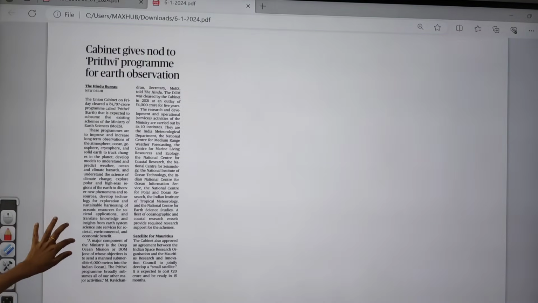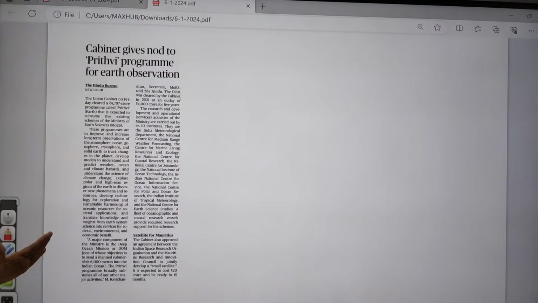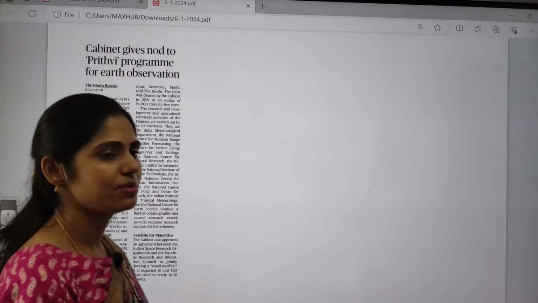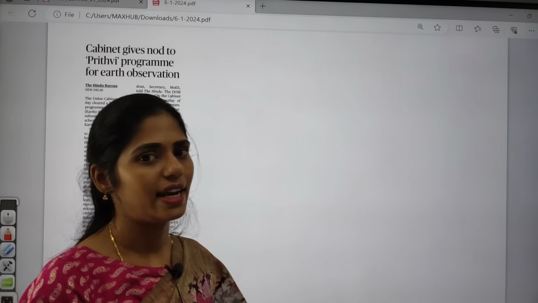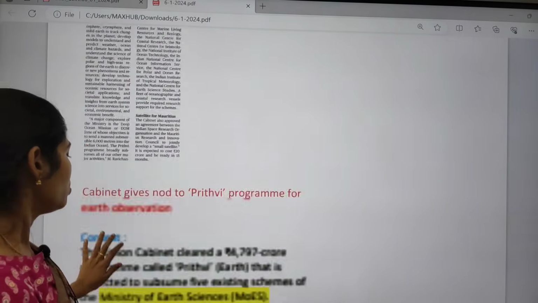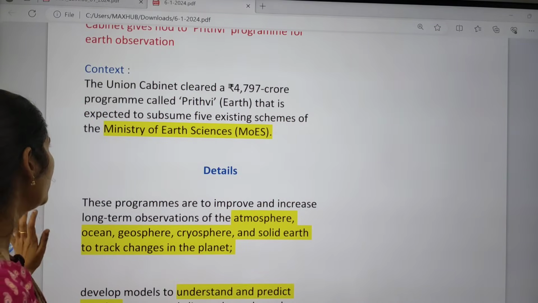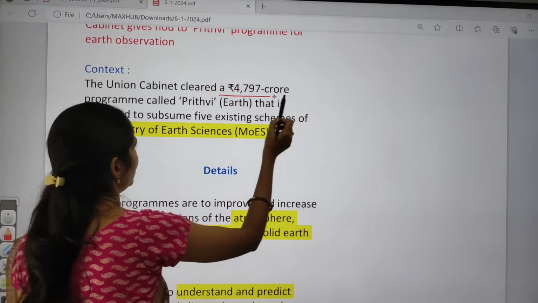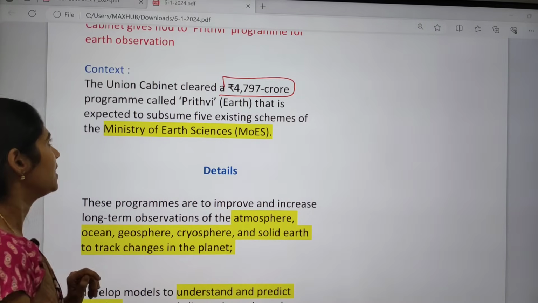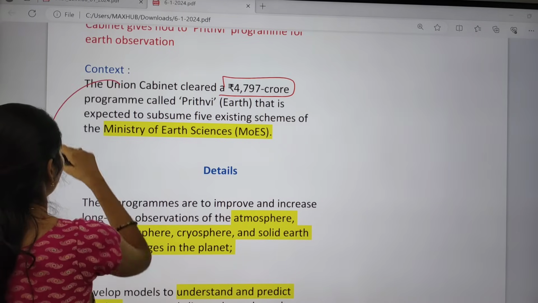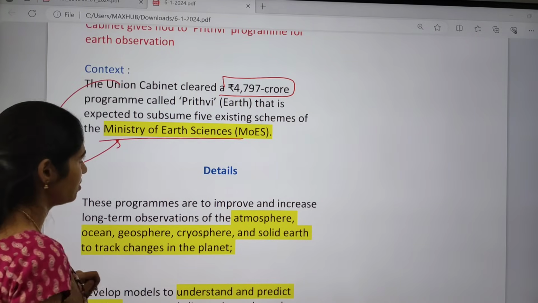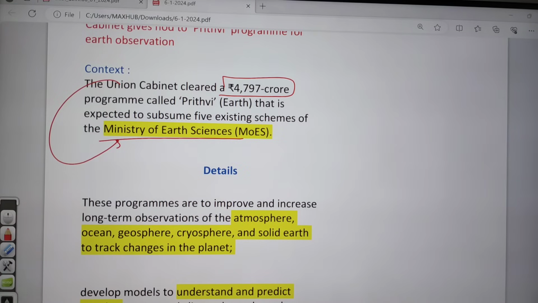And the next topic is about the Cabinet giving the nod to the Prithvi program for Earth observation. This topic is utmost important from GS paper 3 under science and technology. So now let us see the context. Here the Union Cabinet cleared a 4,797 crore rupees program called Prithvi. Prithvi is nothing but Earth, and it is mainly coming under the Ministry of Earth Sciences. So it is a very important prelims fact.